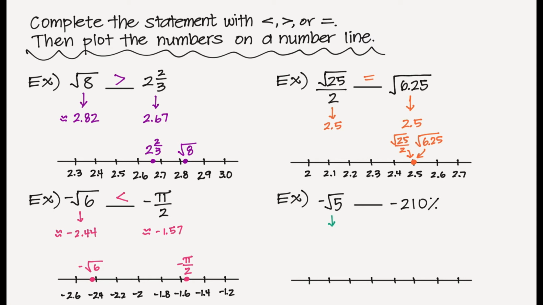For our fourth example, we have negative square root of 5 and negative 210%. So when I take the square root of 5 and I make it negative, I would have negative 2.23 if I round it. And for a percent, I'm going to move my decimal twice to the left, so it would become negative 2.1. And I could see that negative 2.23 would be less than negative 2.1. And now I can go ahead and make my number line. So I'm going to just count by tenths. And I'm going to plot negative square root of 5 just between negative 2.3 and negative 2.2. And then negative 210% will be exactly at negative 2.1.